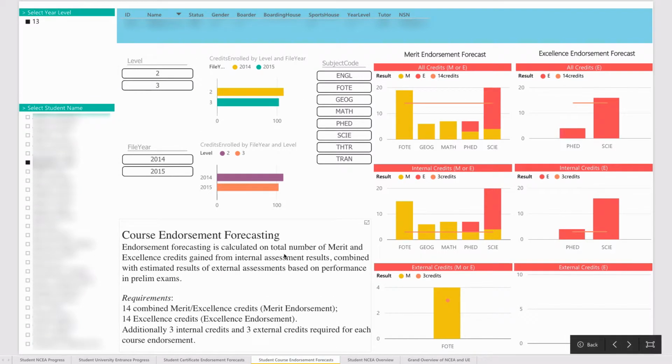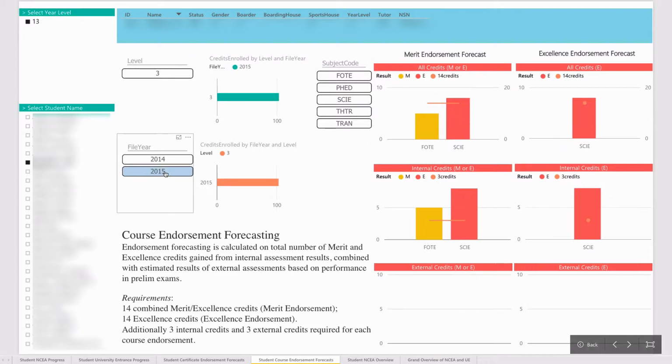At an individual subject level, the same thing applies. So if we look at the data for 2015, we can see here that they have a threshold of 14 credits in an individual subject, and at a merit endorsement they're right on track to receive that for food technology and science, and in fact an excellence credit for that as well.